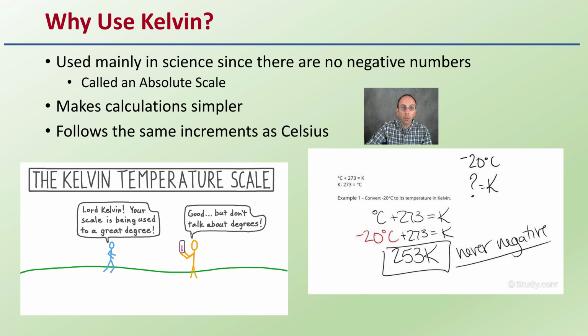Why would you use Kelvin? Well, in science, it's great for mathematical equations because there are no negative numbers. It's called an absolute scale as well. This makes calculations much simpler, follows the same increments as Celsius, and a lot of the time you need to convert whatever you're measuring into Kelvin. Now, this joke here about the Kelvin temperature scale: Lord Kelvin, our scale is being used to a great degree. Good, but don't talk about degrees. It's not degrees Kelvin, it's just Kelvin temperature.